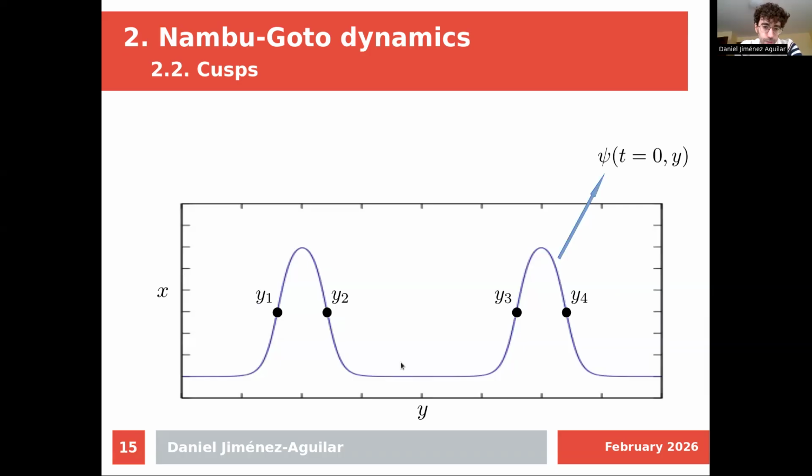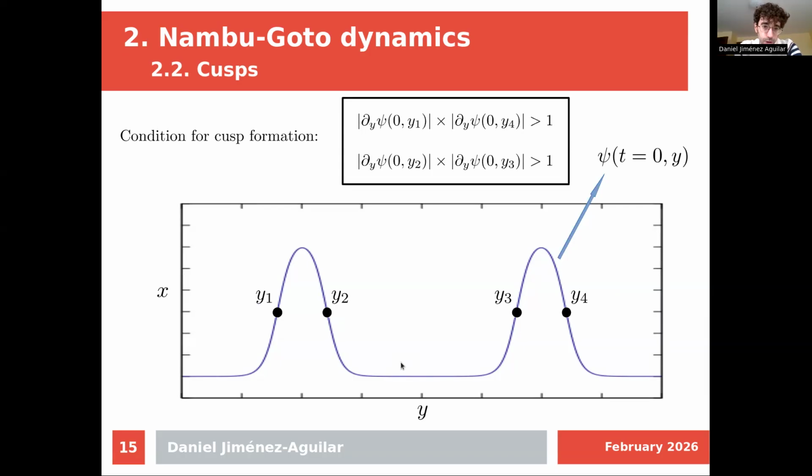So now the condition for cusp formation is that the product of the slopes of the string at y1 and y4 be greater than 1, and likewise for y2 and y3. If this happens, or both of them happen, then a cusp will emerge because the arms of A prime and B prime are sufficiently long, and this will lead to the formation of the swallowtail.